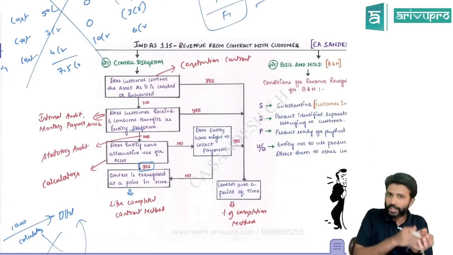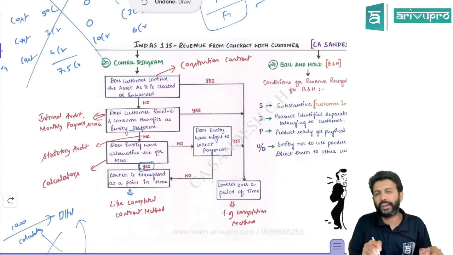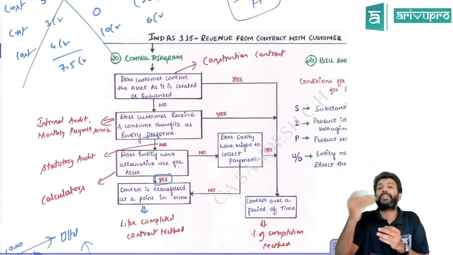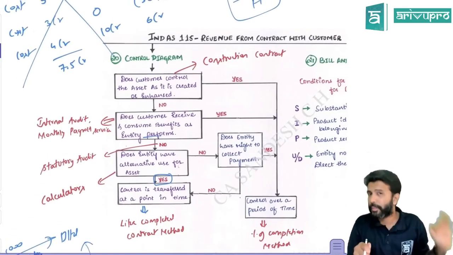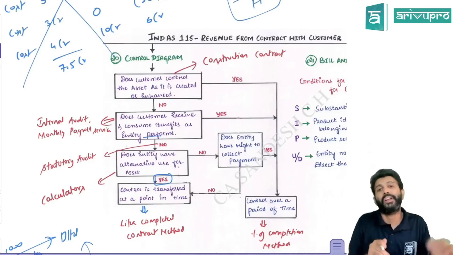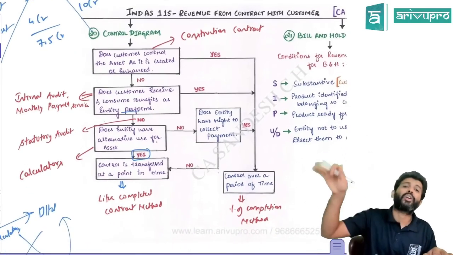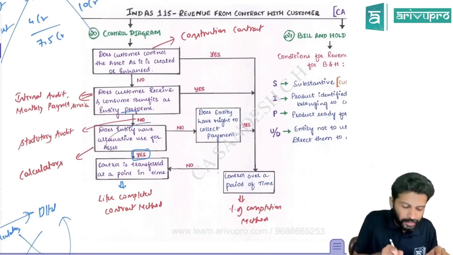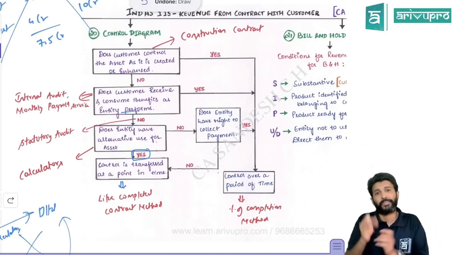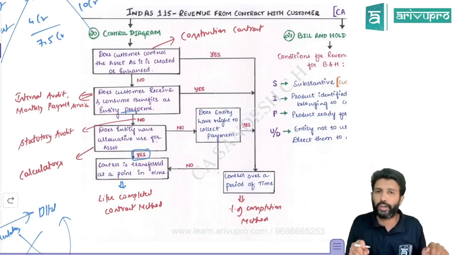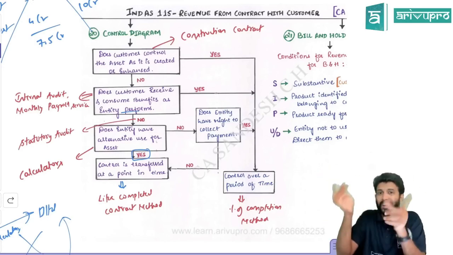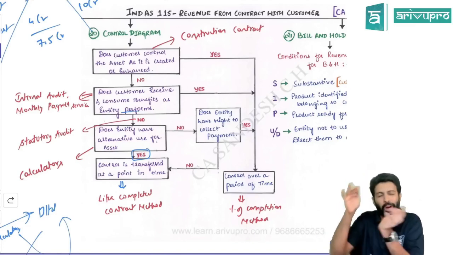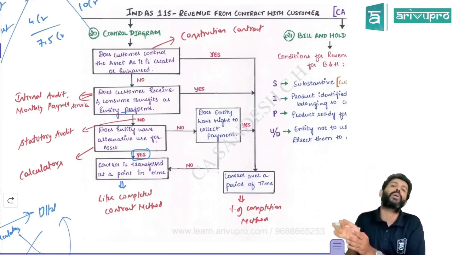If the answer to the first criterion is no, then check the second criterion. Does the customer receive and consume the benefit as and when the entity performs? As and when the entity performs this work, is it beneficial for the customer? If yes, then again control is satisfied over a period of time. If no, check whether the entity has an alternate use of the asset. If the answer is no, meaning we don't have alternate use, at least check whether the entity has a right to collect the payment for the work done along with reasonable margins. If yes, we do have a right to collect the payment, then again control is satisfied over a period of time.